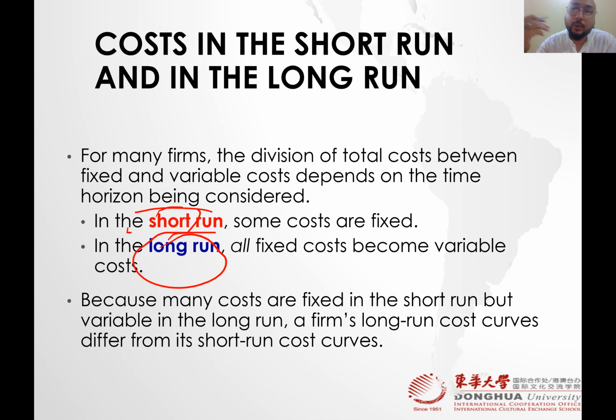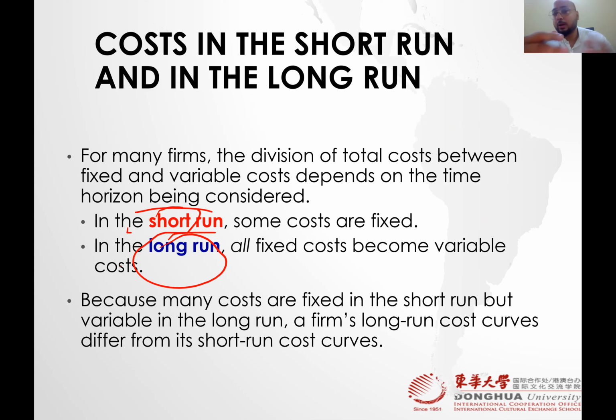Long run is above that, above 1 year, 2 years, 5 years, 3 years, 6 years, 10 years, 30 years. So what we have learned up till now is the short run scenario, right? Fixed cost and variable cost. In the long run, we don't have fixed cost. Guys, what am I talking about? In the long run, everything is variable.